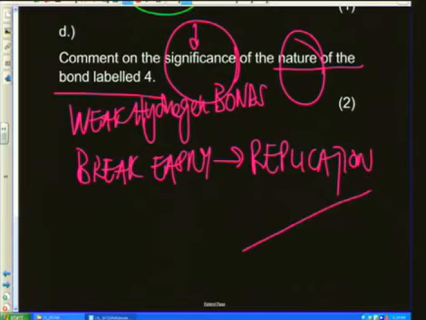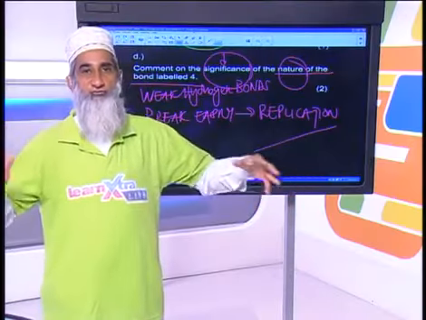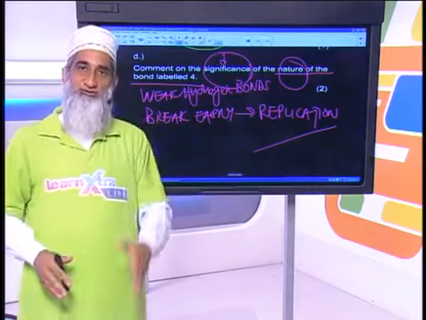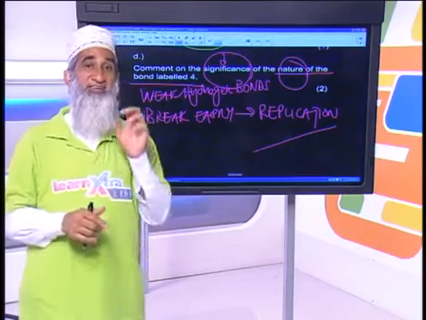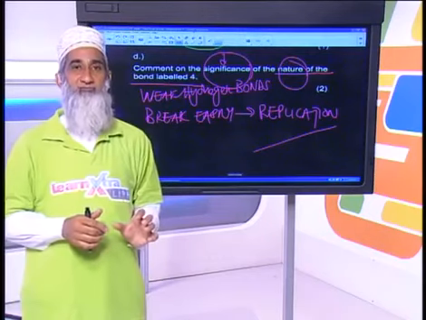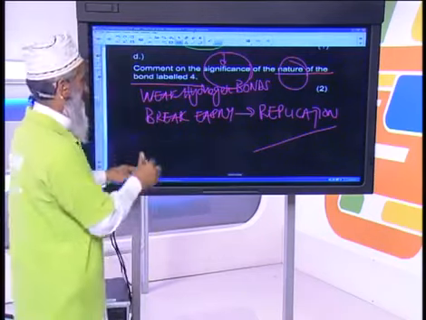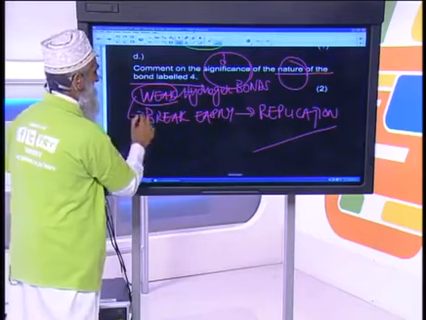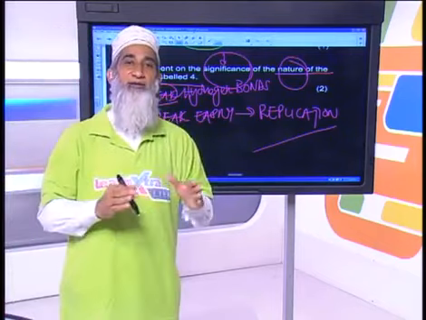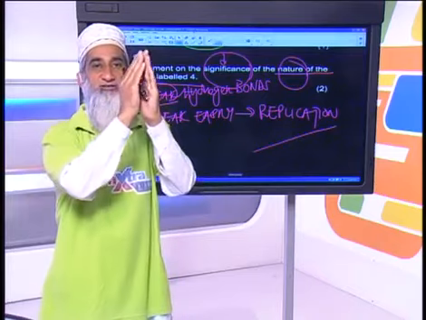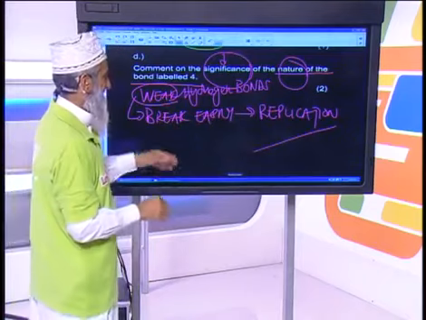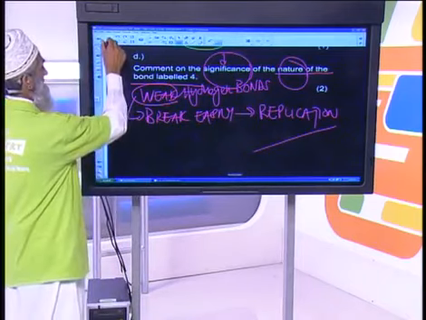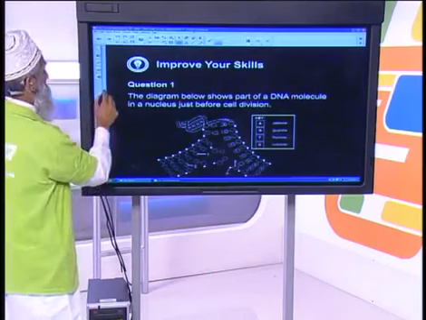Simple. Look at the question. If it's standing there staring at you, comment on the significance of the nature of the bonds labeled so and so. There's only one bond in the DNA molecule that we talk about for our study purposes, and that is the weak hydrogen bond. And the word weak is important there. The fact that it's weak means it is easy to break this bond when replication takes place. That means when this double strand separates into two, it can reform again after replication. I'm hoping we're all on the same page there.